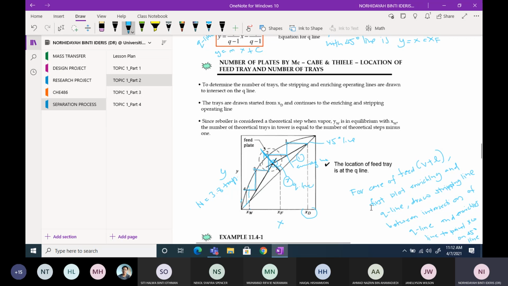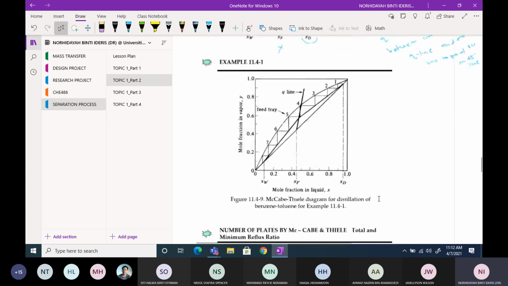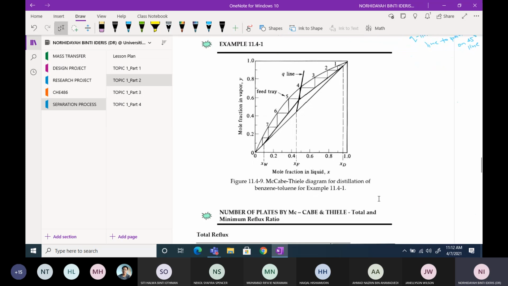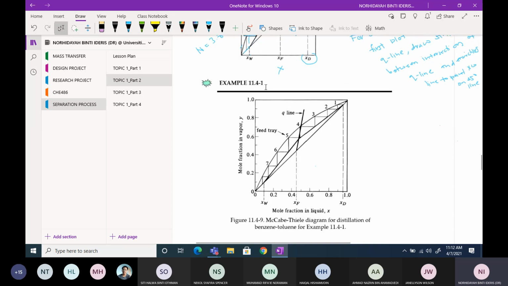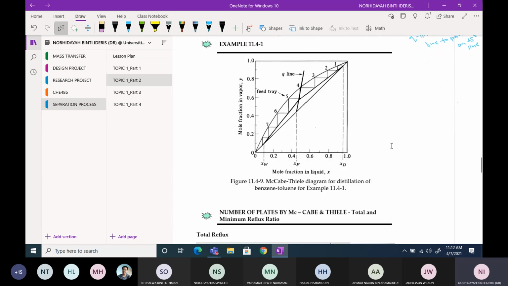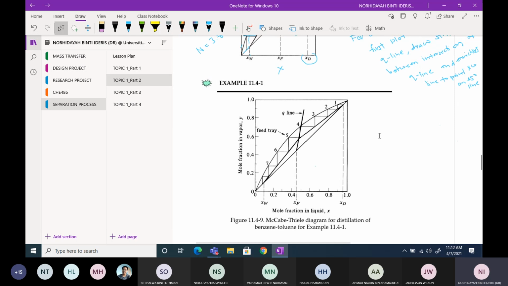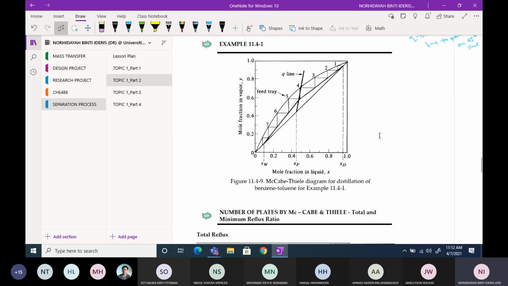I think why don't you just take a rest for a while, maybe 5 minutes. Okay, we rest first for 5 minutes before we do example 11.4-1. In the meantime, those who are diligent can read the question first, and please prepare the graph paper. It doesn't matter whether you use manual graph paper or Excel, as long as you need to plot all these things. Later we will continue in 11.17.